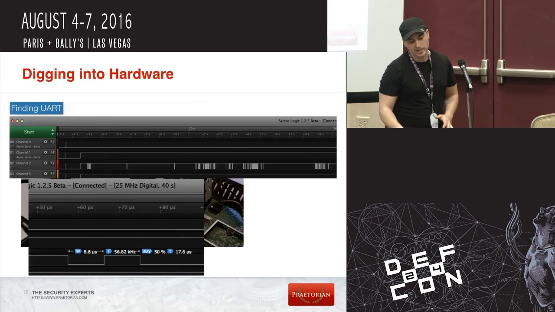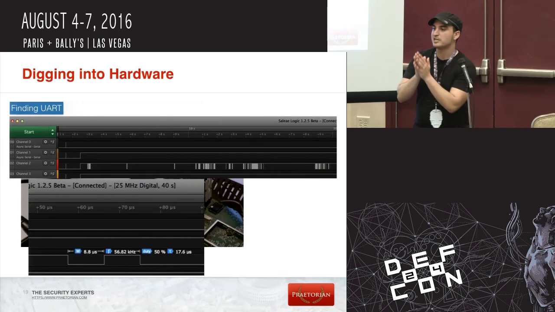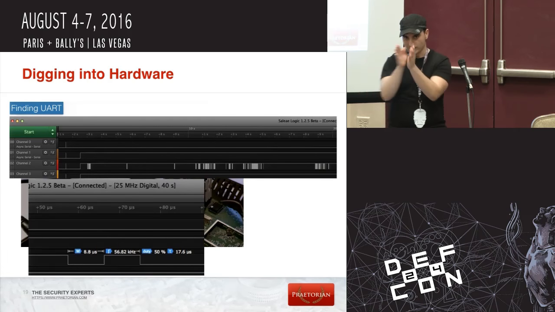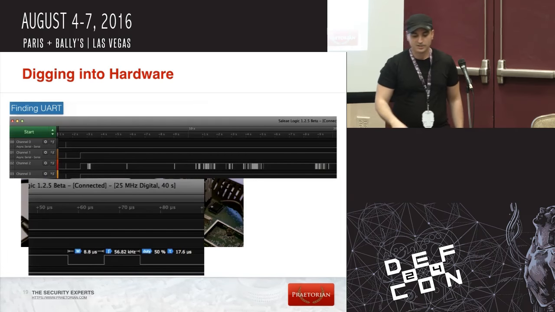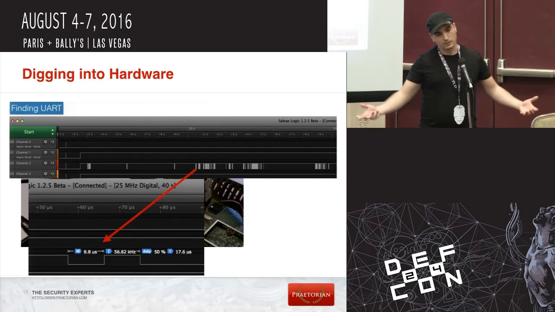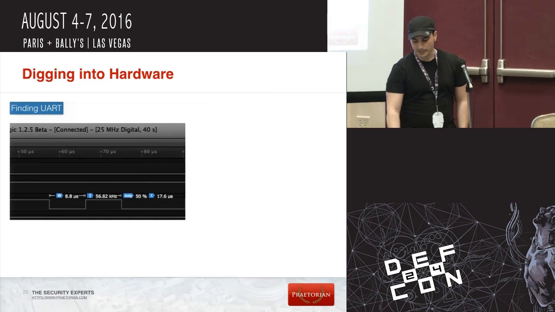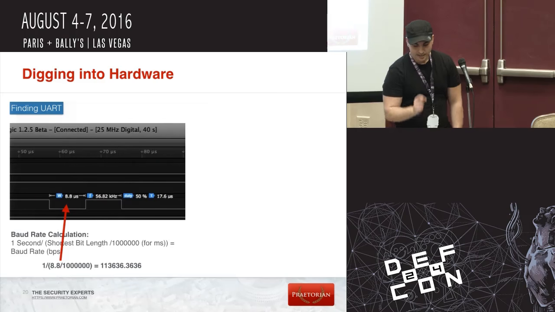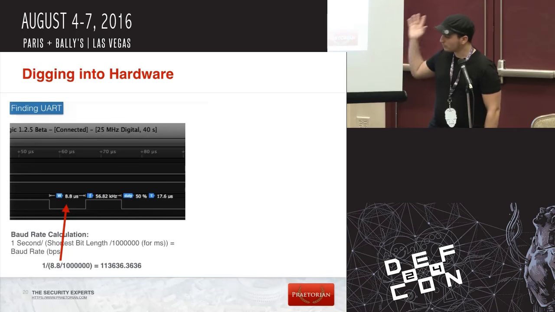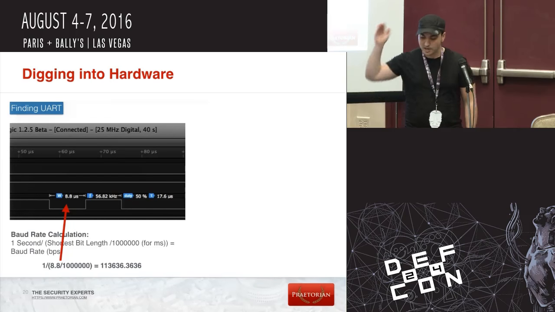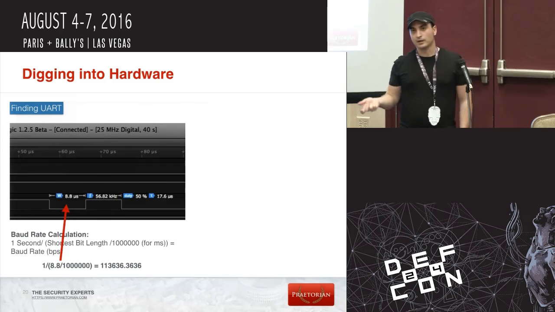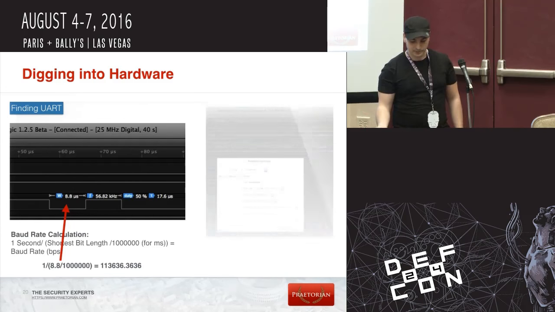What I'm looking for here is something called the shortest width bit. It doesn't have to be the exact one, but I'm looking for when the falling edge and the rising edge happen again. What's the distance between them? In this one, it's 8.8 microseconds. So, okay, cool, you found that. What can we do with that? If we take 1 second over 8.8 microseconds, we get 11.36363636. We're going to round it to our standard, which is 115200.